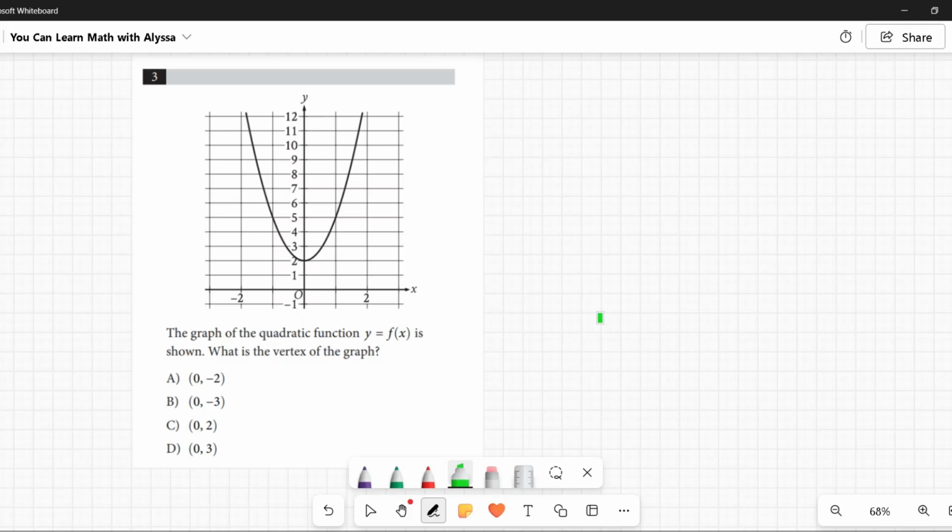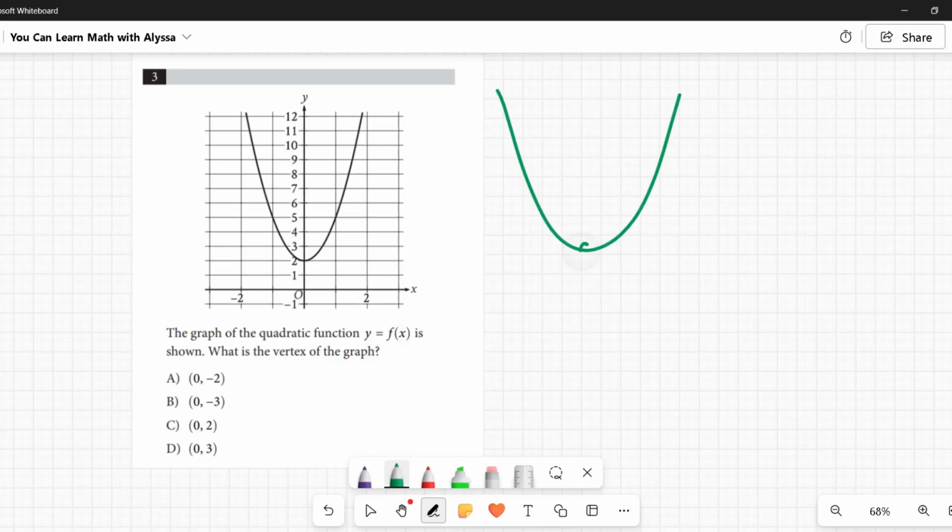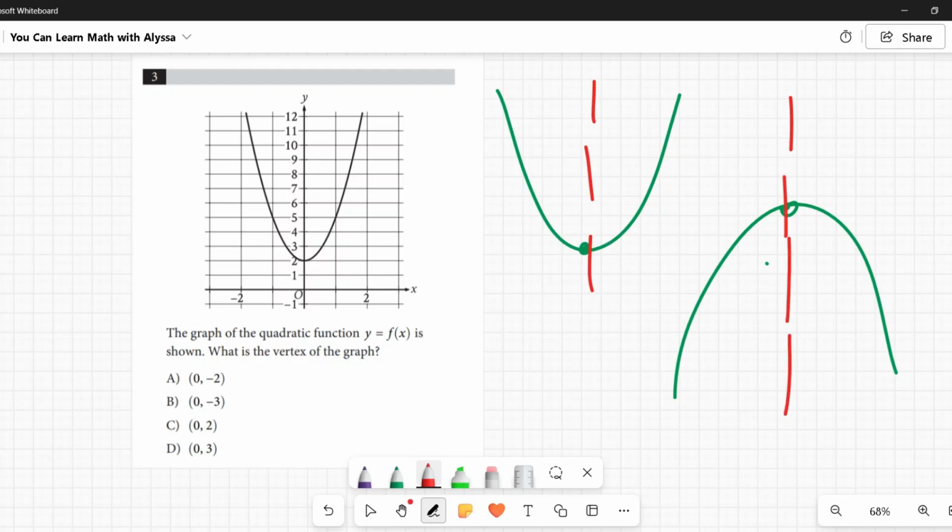Right, number 3, the graph of the quadratic function y equals f of x is shown. What is the vertex of the graph? This is not a calculation problem. This is just a read a graph problem. The vertex of a parabola is either going to be the minimum or the maximum point. It's the point that's the midpoint. You could make the axis of symmetry go straight through it, and you would have two identical parts mirrored.